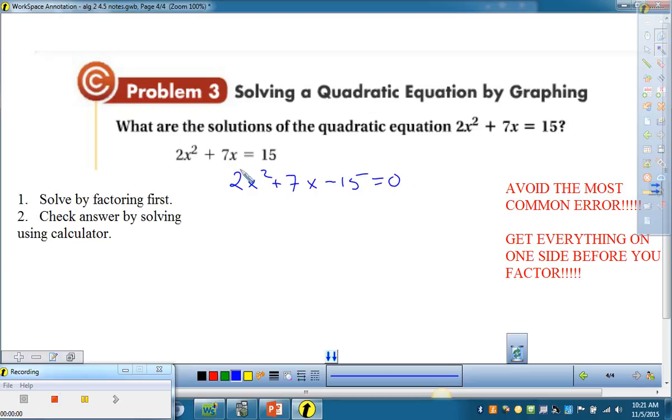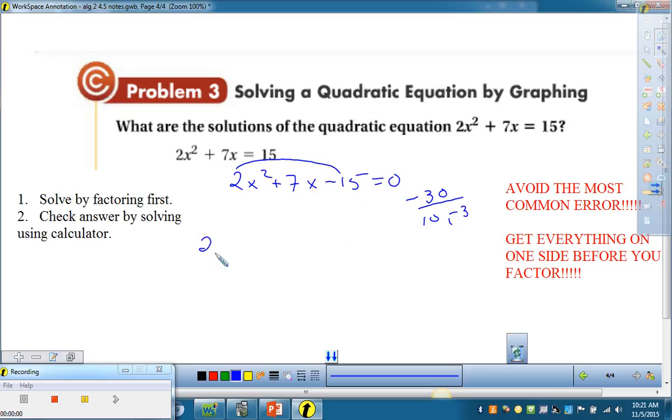All right, so this one has a 2 in front. It'll be the longer process. 2 times negative 15 is? Negative 30. Factors of negative 30 that add to positive 7. One's got to be negative, one's got to be positive. Yes, I heard it. 10 and 3. And which one's negative, which one's positive? 10 is positive because the bigger one gets the sign, so 10 is positive, 3 is negative.